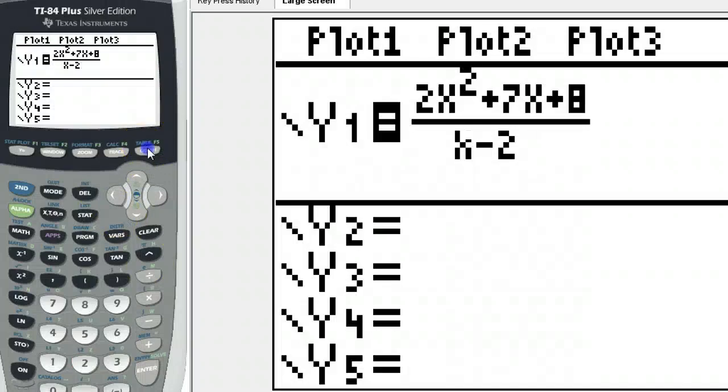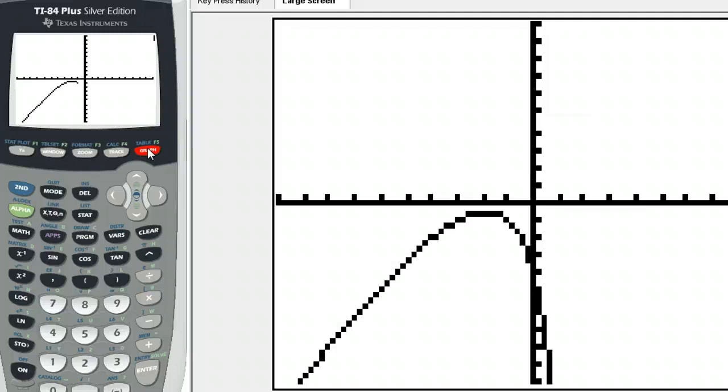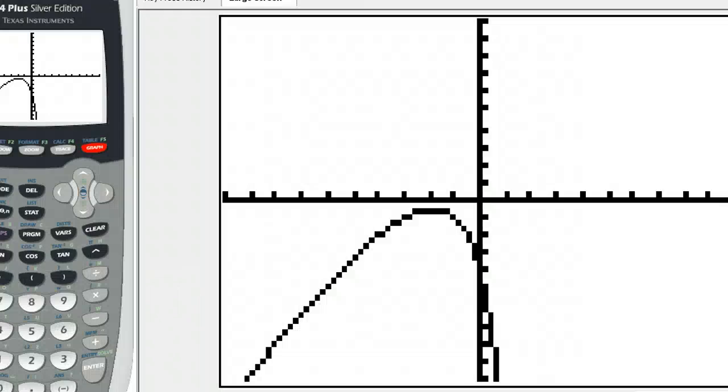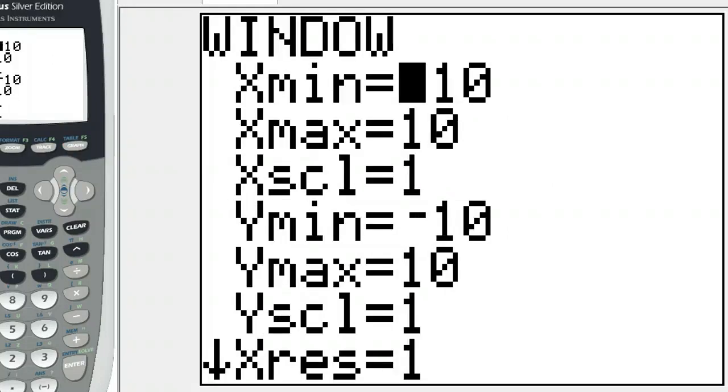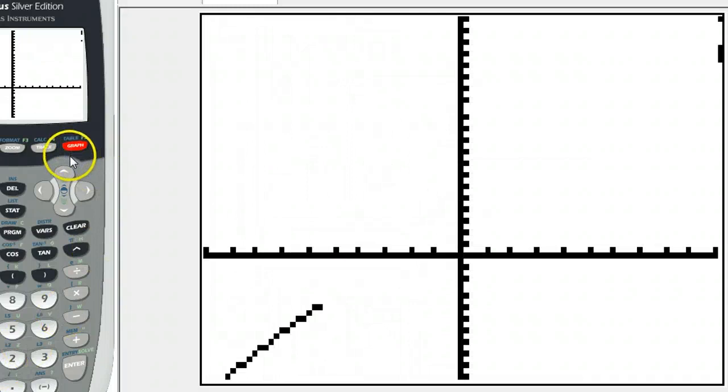So I'm just going to hit graph. Okay, now there's probably another branch, but it's all the way up high because the y-intercept of our slant asymptote is way up here. So let's change the window. I'm going to hit the window button and change the maximum y value to 20 and take another look. Okay, so there's one branch.